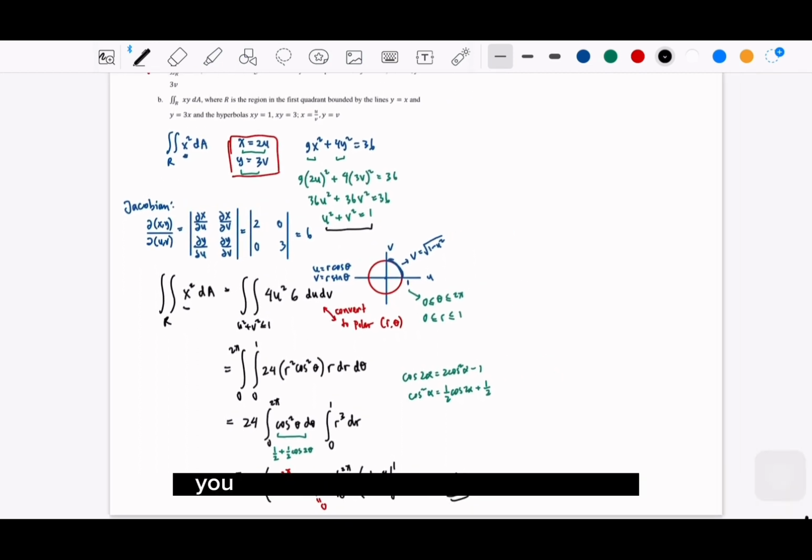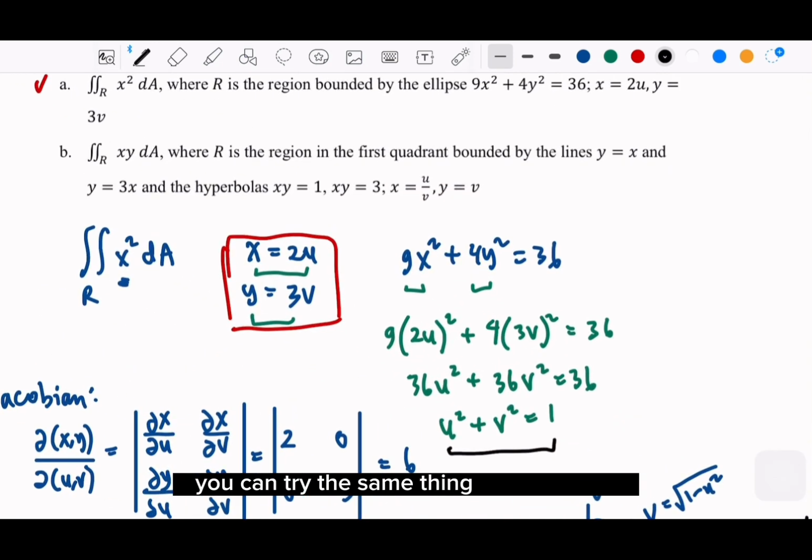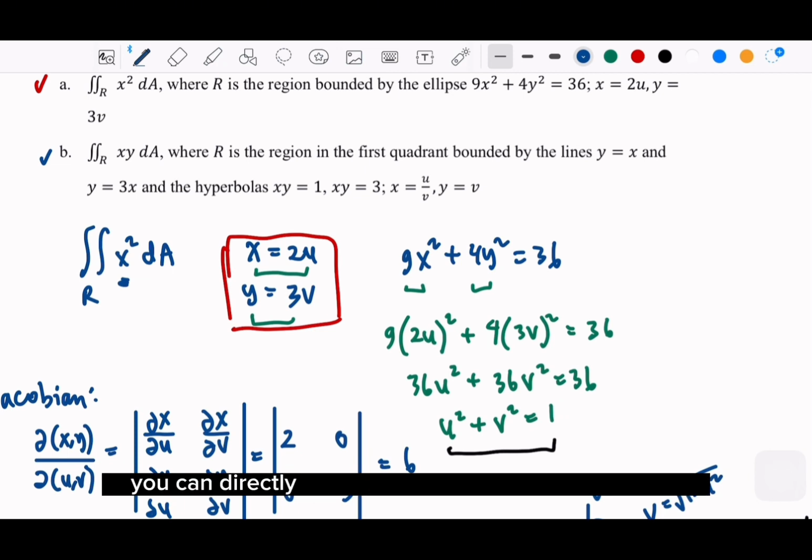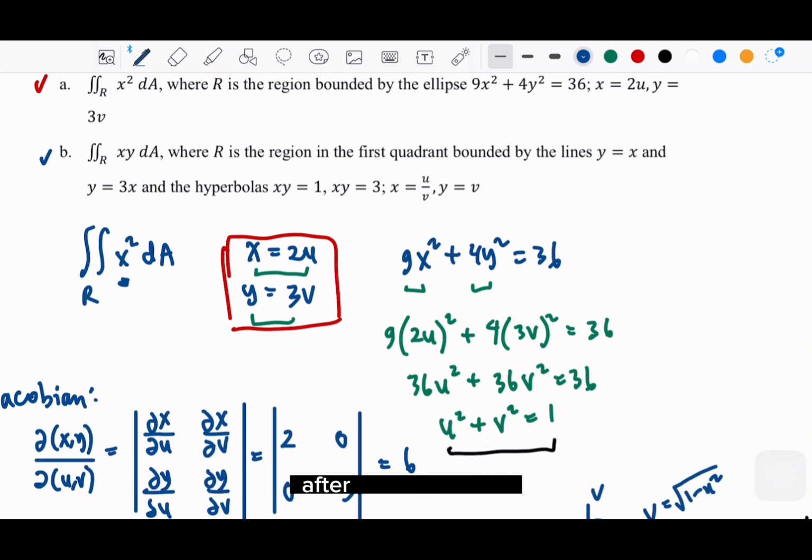Okay. You could try the same thing for number B. Okay, hopefully you get the idea. And I think for number B, you can directly write and then just directly integrate after transformation. You don't need to convert to polar. I think you can just directly transform and integrate. Okay.